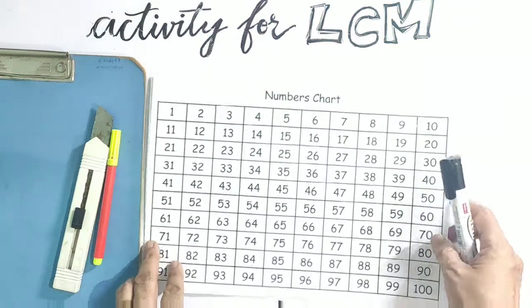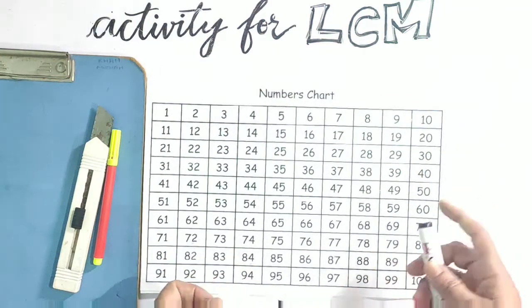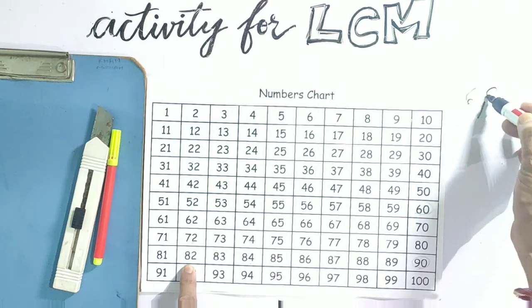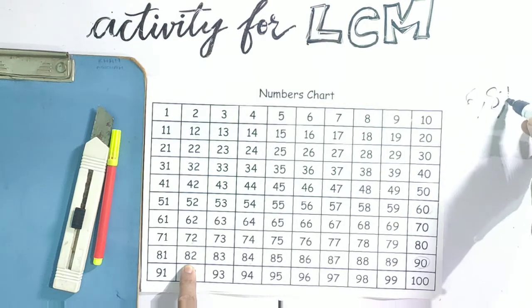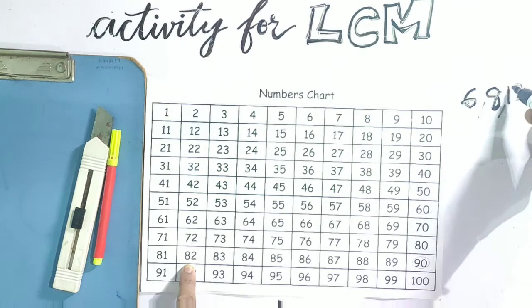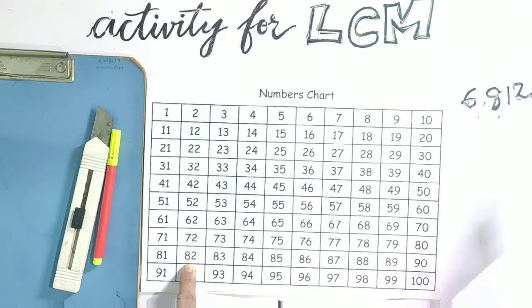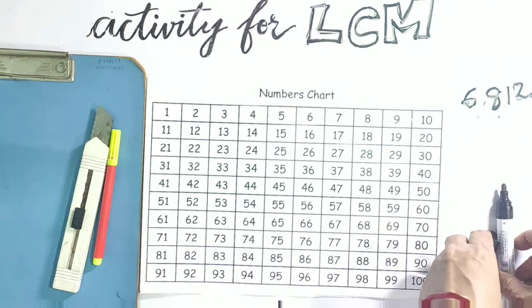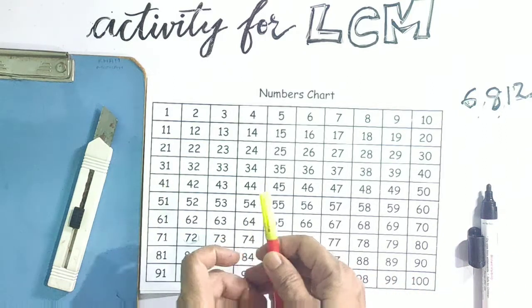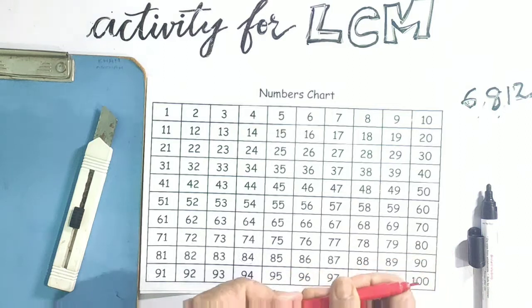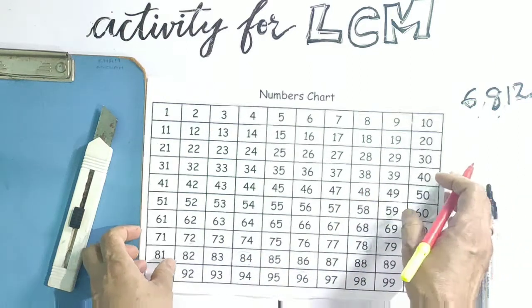Now let us see how to find the LCM of 6, 8 and 12. I have taken three numbers 6, 8 and 12. So for finding the LCM of 6, 8 and 12, first of all you will have to encircle all the multiples of 6 in the first chart.